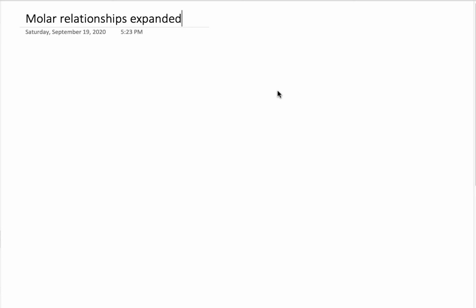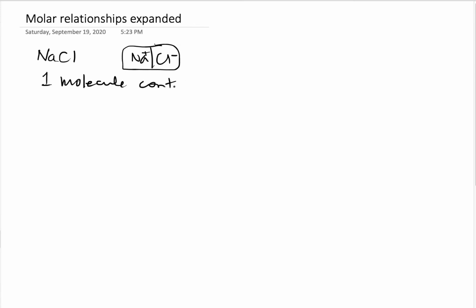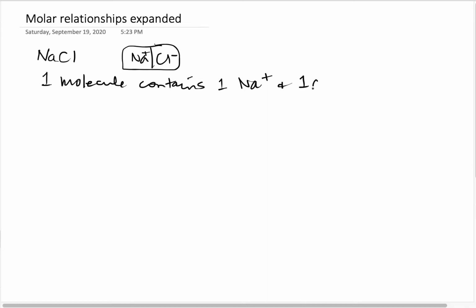I've had several questions asking about molar relationships, so I wanted to take a little time to explore how these work in a little bit more detail, hopefully to clarify this. So if we think about a simple binary compound like sodium chloride, I think probably everybody has already internalized this idea that the sodium chloride unit, if we have one molecule or one unit, contains one Na+ and one Cl-.